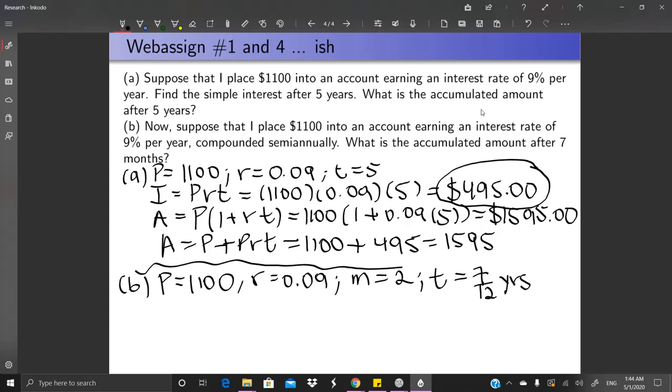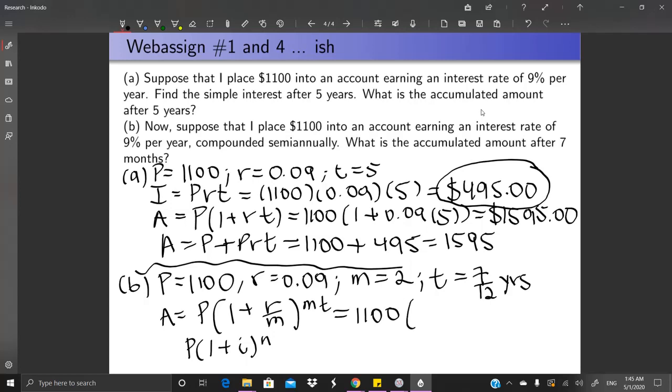Now let's use the formula and plug everything in. A is equal to P times 1 plus R over M to the power of MT. The formula you're looking at might say A is equal to P times 1 plus i to the power of n. I'm just putting in i equal to R over M and n equal to MT. I'm choosing to use this version of the formula. Plugging everything in, we get 1,100.